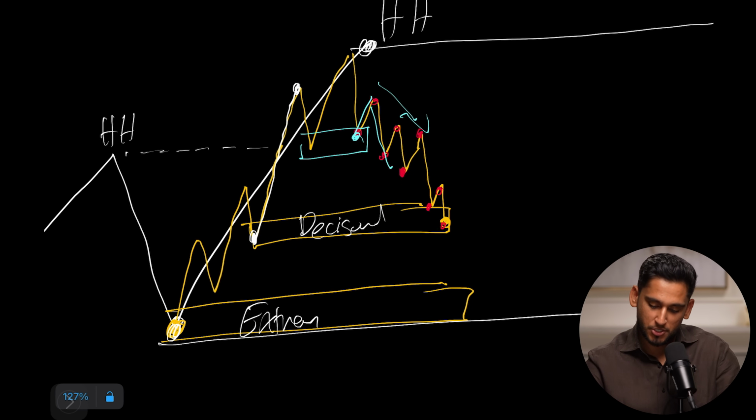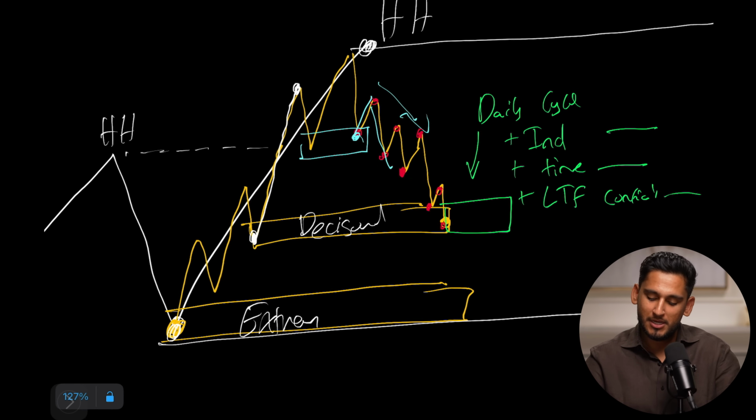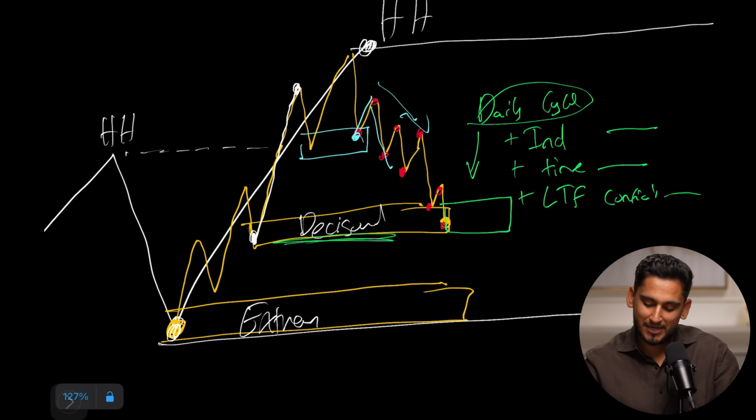Once we've arrived to our decisional, I wait for a daily cycle variation. This is advanced. Daily cycle variation plus inducement plus time window plus lower time frame confirmation. This is my trinity: inducement, time, lower time frame confirmation. If I can get a daily cycle with these things inside my decisional, then I can find a perfect manipulation, volatility, time, and confirmation based A+ setup.